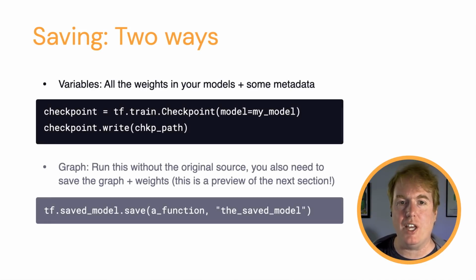So briefly, let's talk about saving. There's two ways to save. One is a checkpoint. Checkpoints are where you write out the values of all your weights and a little bit of metadata. That's built into TensorFlow, and it's pretty easy to use. There's another way to save that we'll get to in a minute.